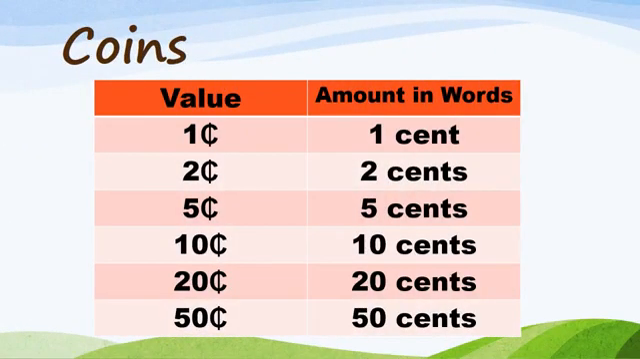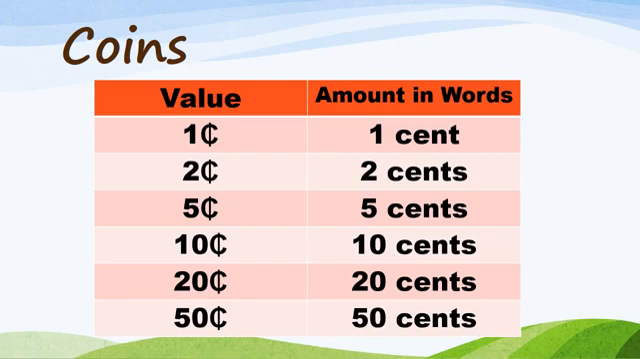Okay, now I have here a table. It is divided into 2 columns. In the first column, or on the left column, are the value of coins. So we have 1 cent, 2 cents, 5 cents, 10 cents, 20 cents, and 50 cents. While on the second column, or on the right side of the table, are the amount in words.